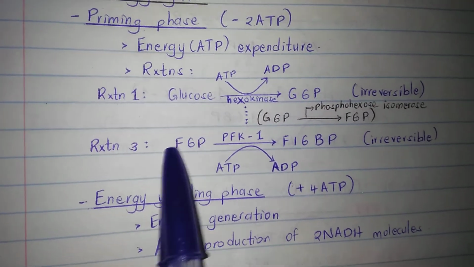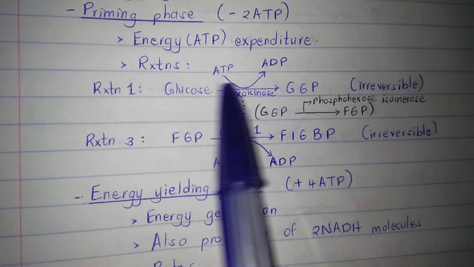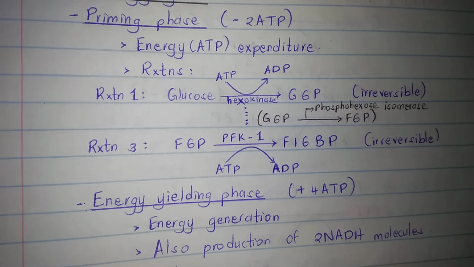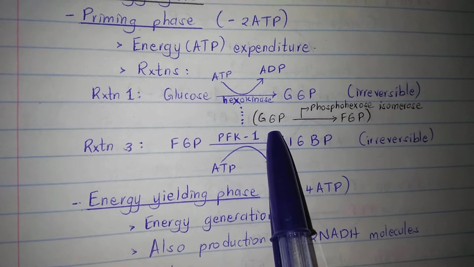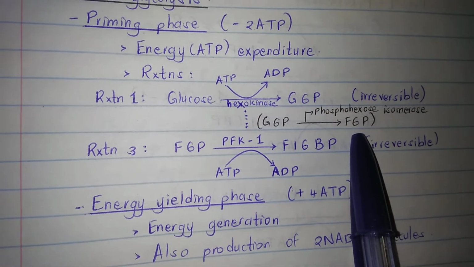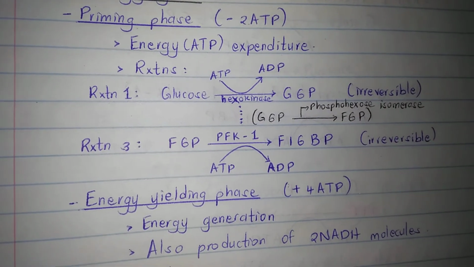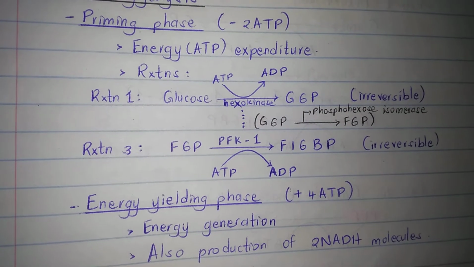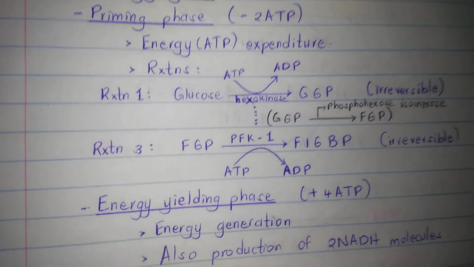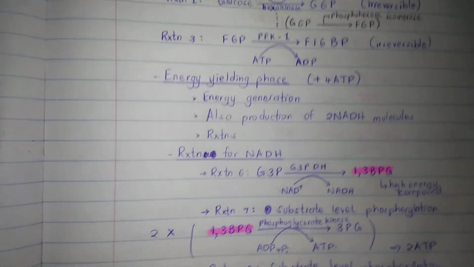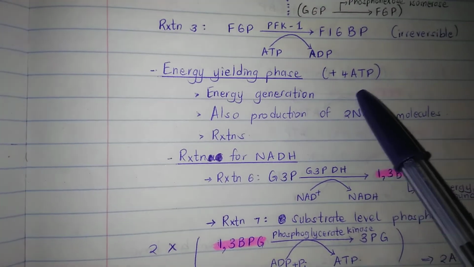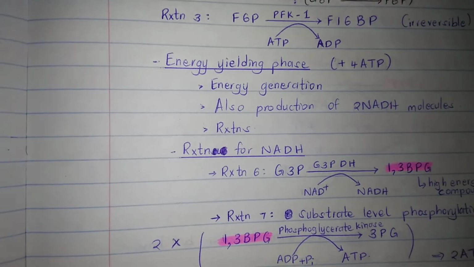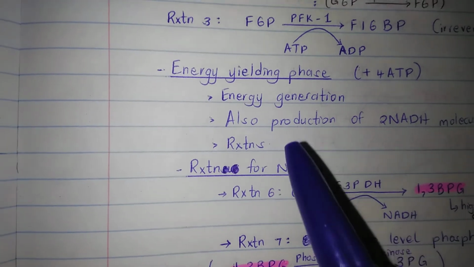So how did we get fructose 6-phosphate? After we've converted glucose to glucose 6-phosphate, we are going to convert glucose 6-phosphate to fructose 6-phosphate using the enzyme phosphohexose isomerase. So the next phase after the priming phase will be the energy yielding phase of glycolysis, where we're going to form 4 ATPs, plus 4 ATP. So this is the energy generation phase.